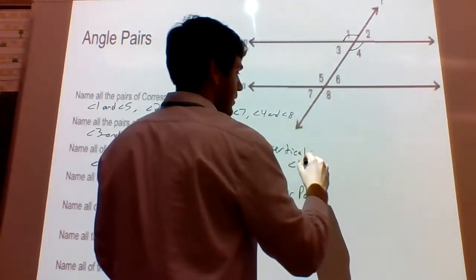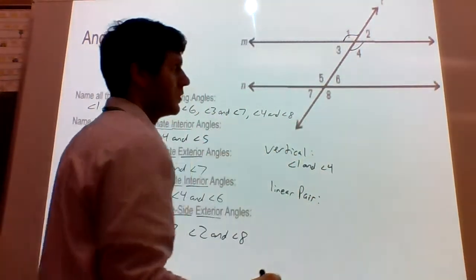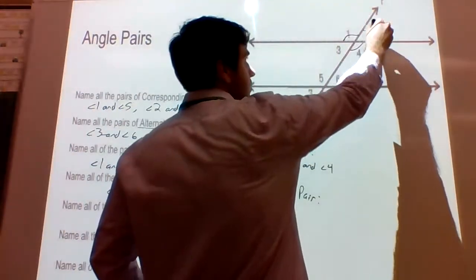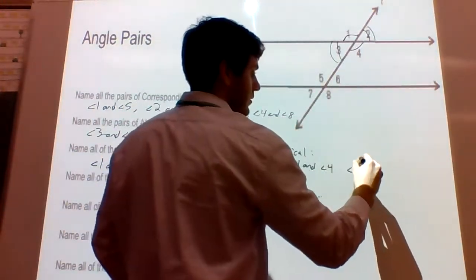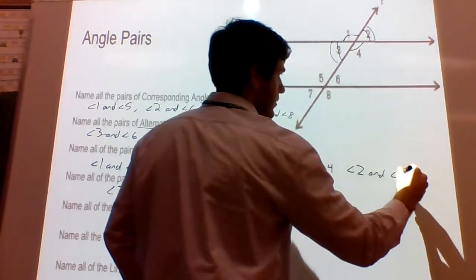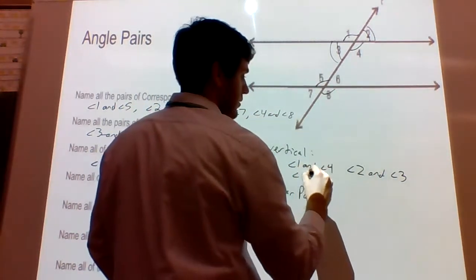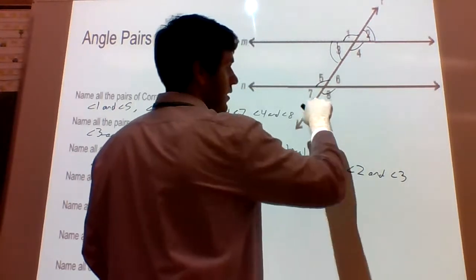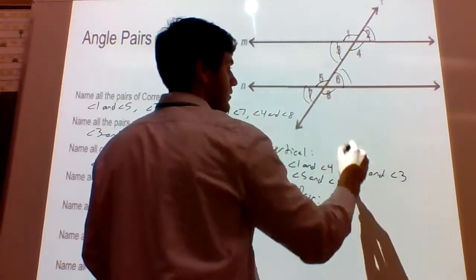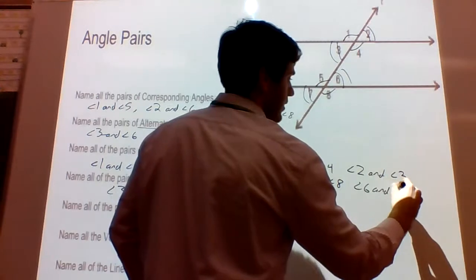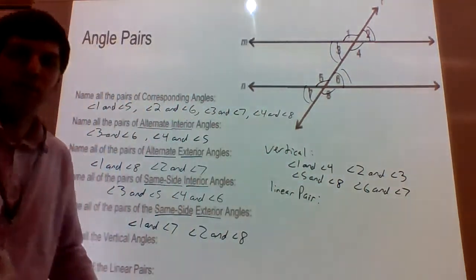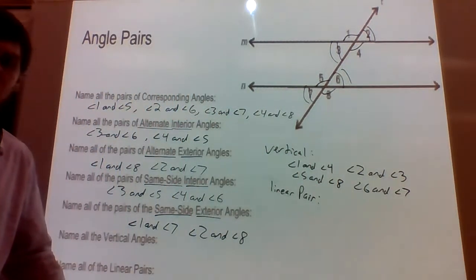So angle 1 and angle 4. And then we're going to have angle 2 and 3. Okay, and then we're going to have 5 and 8. And then 6 and 7. So think of two lines intersecting, and it's going to be the angles across from each other.